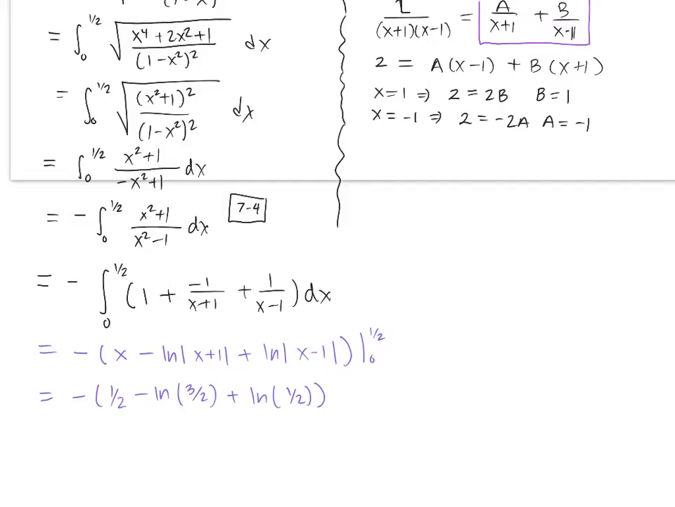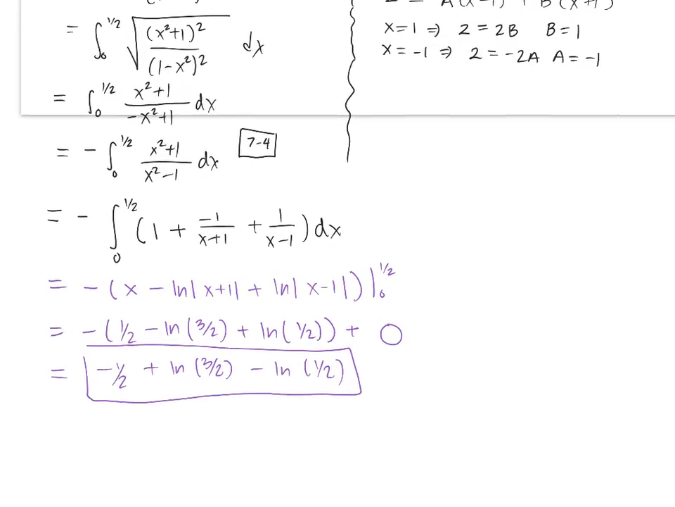Would it be quicker to just combine the logs? We can. And then plus blah, blah, blah. I think everything else is 0, isn't it? Because you get natural logs of 1s, which are 0s. So plus 0. So what we have here is minus a half plus ln of 3/2 minus ln of 1/2. And that's good enough for me.